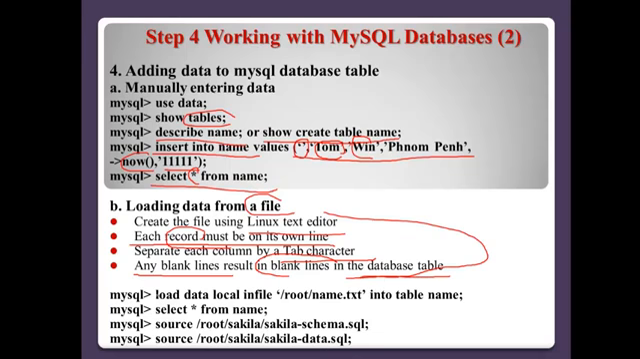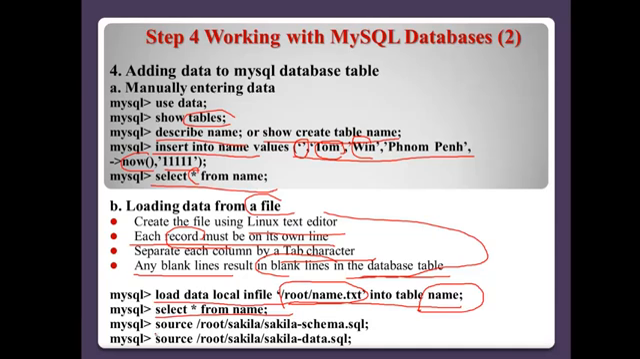For example, load data local infile root name.txt into table name. In my case, I already made this file, root/name.txt. So if I load this file, the data from this file is inserted into this table. After that, we can check with select star from name.